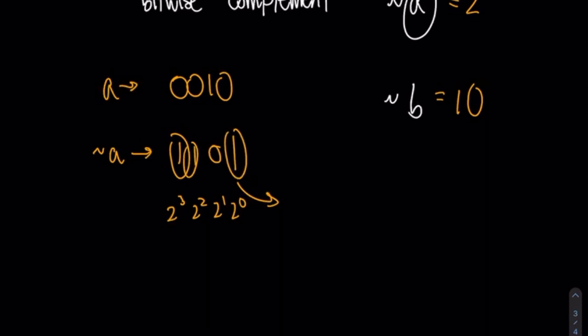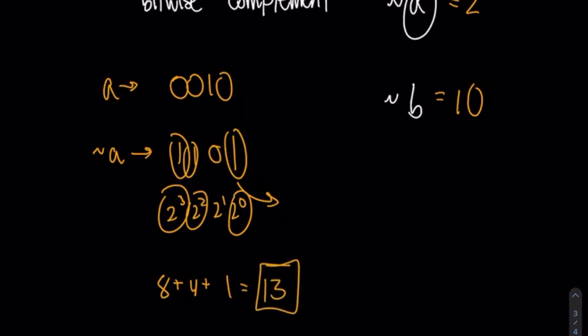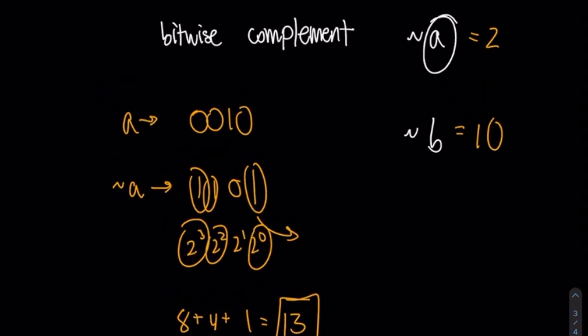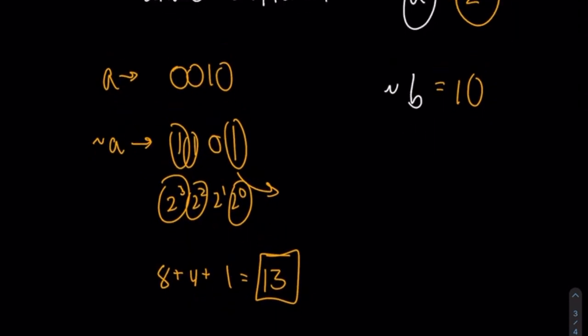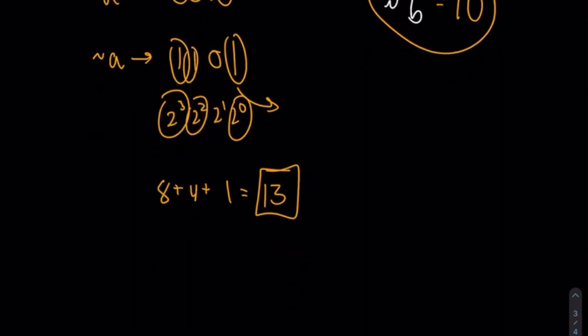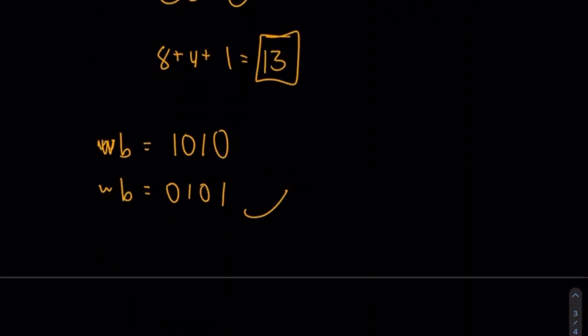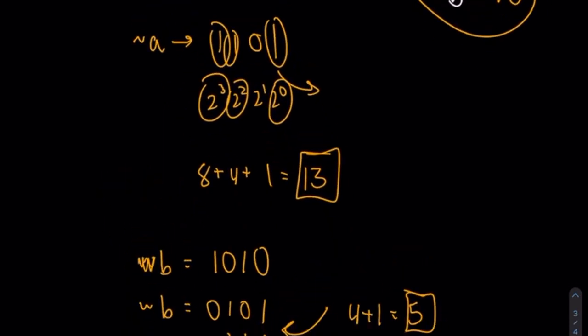1, 1, and 1 for 2 to the 3, 2 to the 2, and 2 to the 0. So we have 8 plus 4 plus 1 equals 13. And that is the complement value of a. Now if we did the same thing for b, b equals 1, 0, 1, 0, tilde b equals 0, 1, 0, 1. And this is 2 to the 0, 1, 2, so 4 plus 1 equals 5. So the complement of b is 5.